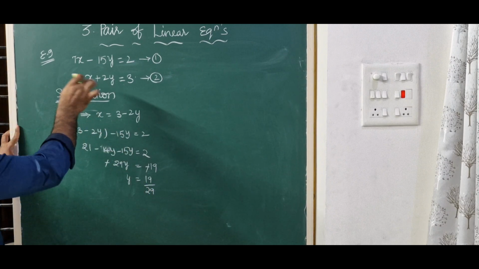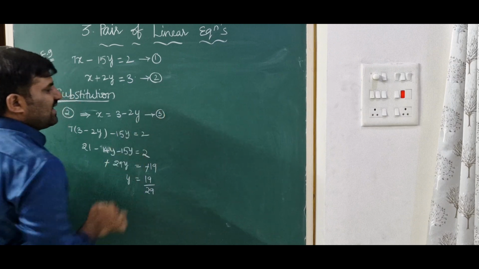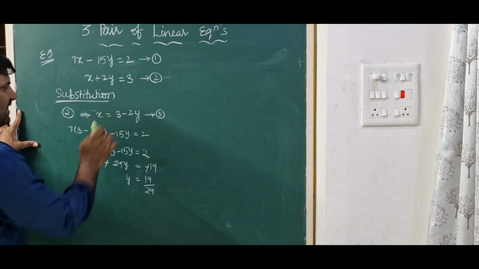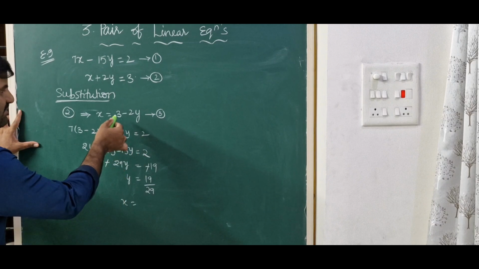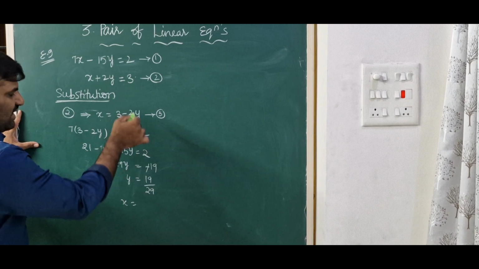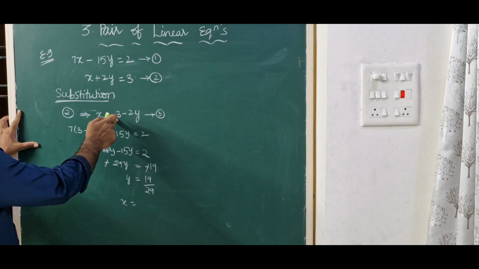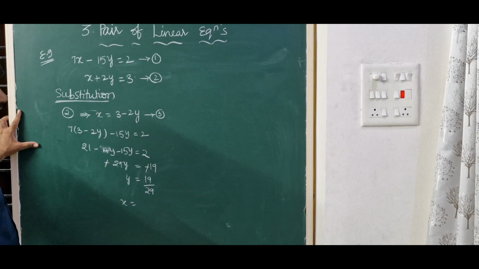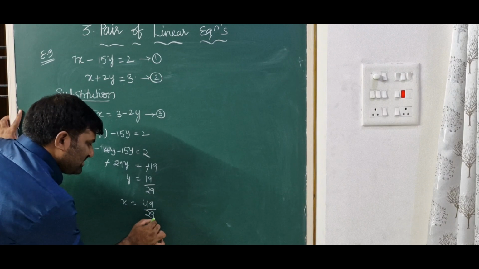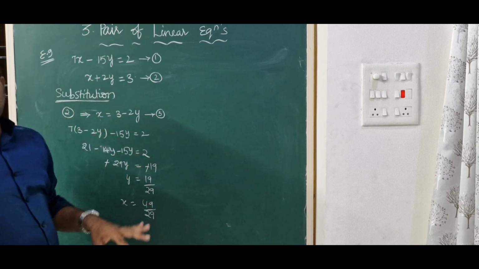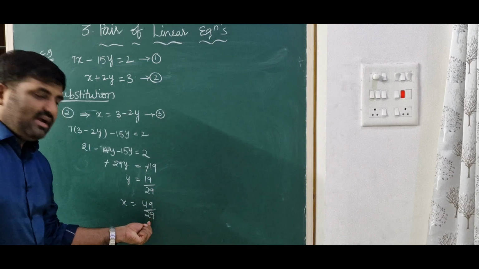Substitute this y value in any one of the equations. Better you can substitute in equation 3. This I am taking as equation 3. Substitute this in equation 3, you will get the x value. x value will be 3 minus 2 times 19 by 29. If you substitute that, you will get 29 3s are 87, 87 minus 38. You will get 49 by 29. I will show this in the elimination method also. Once again you can check properly how we are getting this 49 by 29.